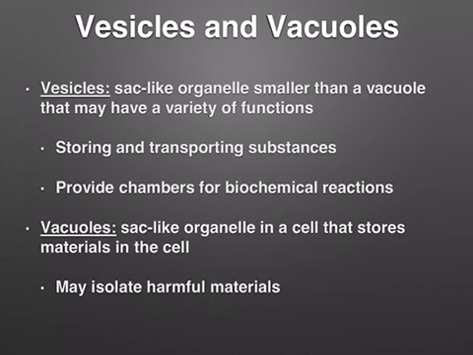Vesicles and vacuoles. Vesicles are sac-like organelles, and the key thing here is they're smaller than a vacuole, and they have a variety of functions. One of their jobs is to store and transport substances, and the other job is to provide areas for biochemical reactions to happen. Vacuoles, very similar to vesicles, however, they're larger, and their main job is storage. And they can often isolate or trap harmful materials, so that way it protects the rest of the cell.